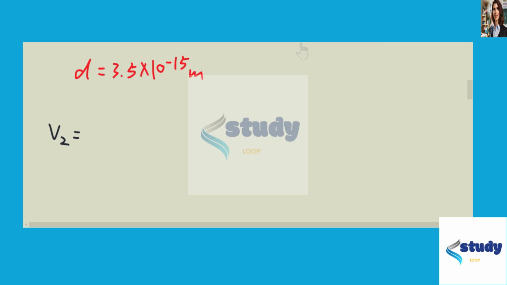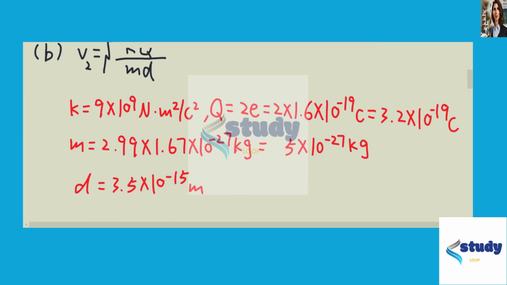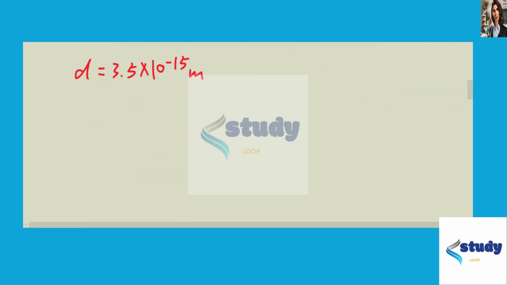Q in this case is 2e, which is 2 times 1.6 times 10 to the power negative 19 Coulomb, equal to 3.2 times 10 to the power negative 19 Coulomb. The mass, described in the question, is 2.99 times the mass of the proton, so we have 5 times 10 to the power negative 27 kilogram. The distance was given as 3.5 times 10 to the power negative 15 meter. So we can now determine v2.